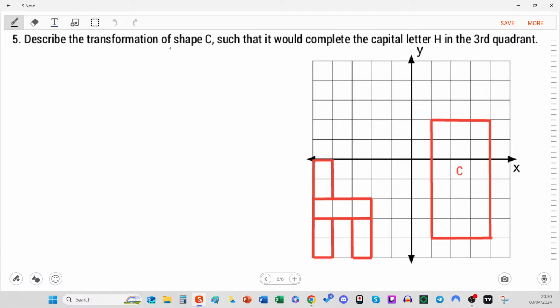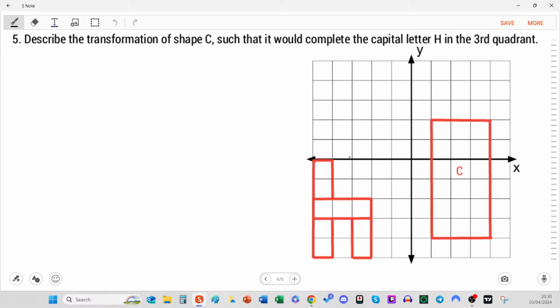Describe the transformation of shape C such that it would complete the capital letter H in the third quadrant. They always use H in these questions. Why do they always use H? And that's because it's a very easy letter to draw with rectangles.